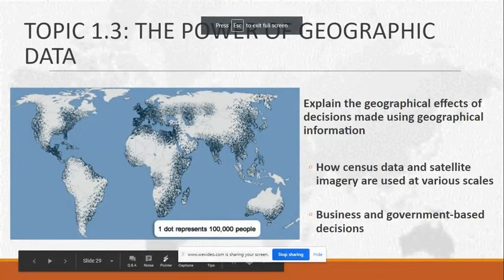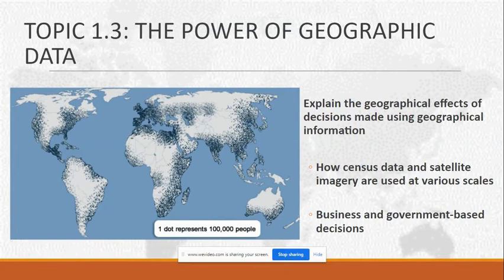All right, on top of that, the power of geographic data is that it is used at all scales: personal uses, business and organizations, and government decision making are all based on geographic data. That shows its importance for many different aspects of society. Hopefully that will help you answer your questions.